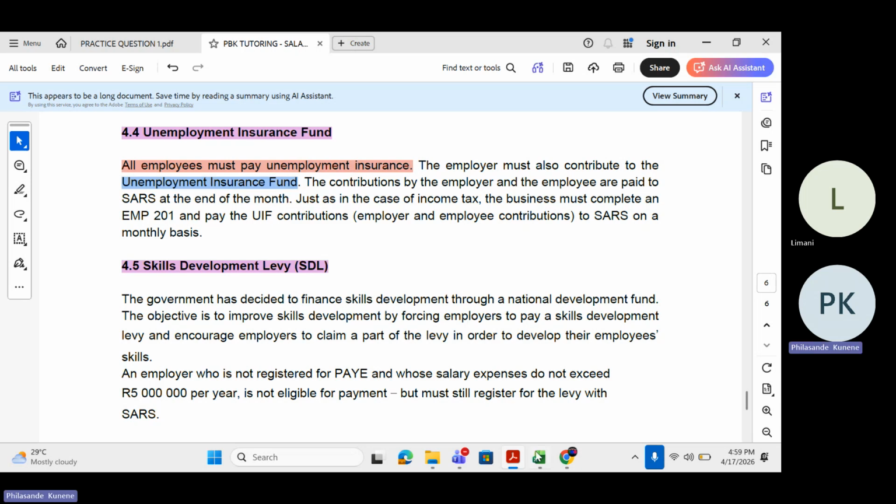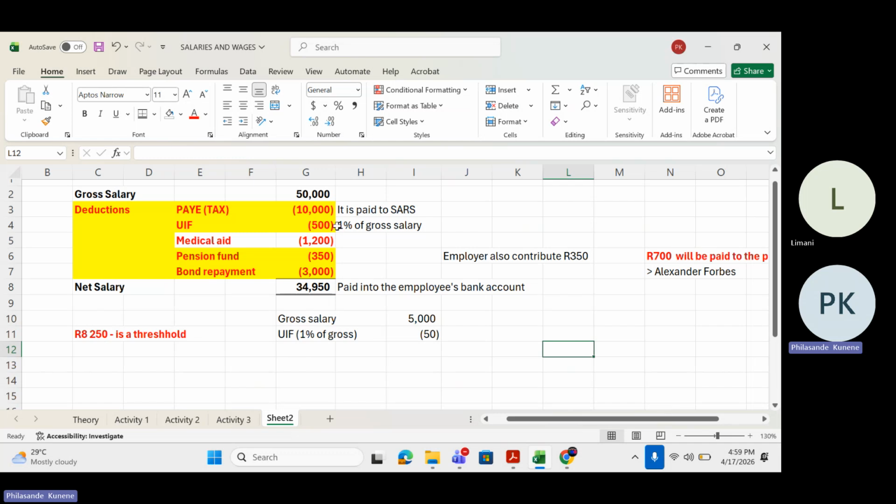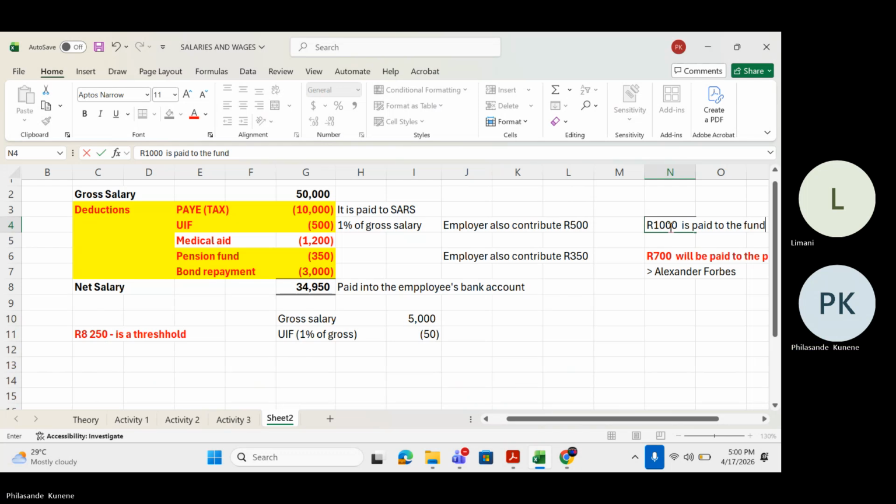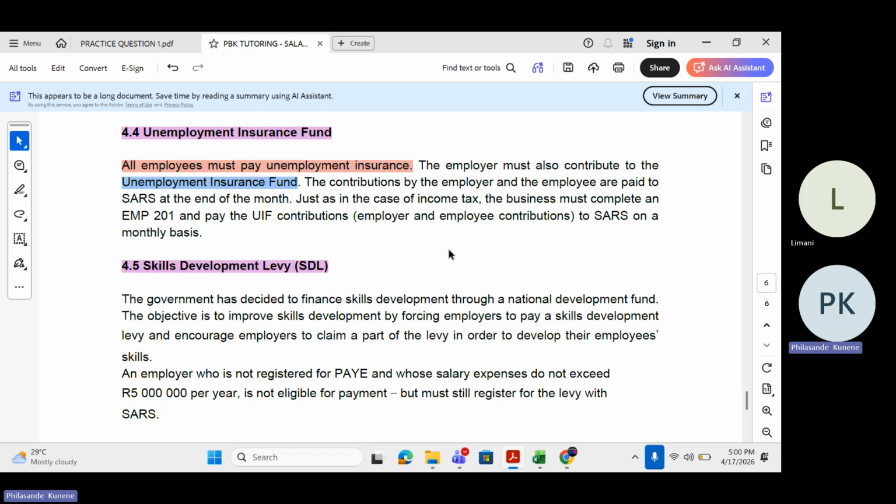The contributions, that's what I said here. If I pay 500, the employer must also contribute 500. Okay, so which means now 1,000 rand is paid to the fund, right? 1,000 rand is paid to the fund. Why is this money paid to the fund? We need to know about that, okay?